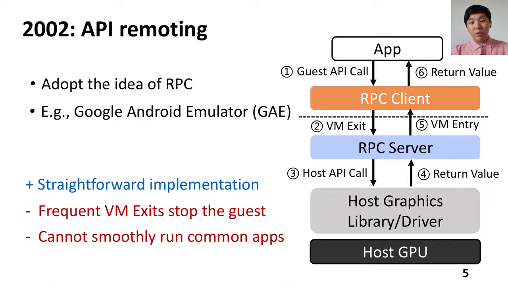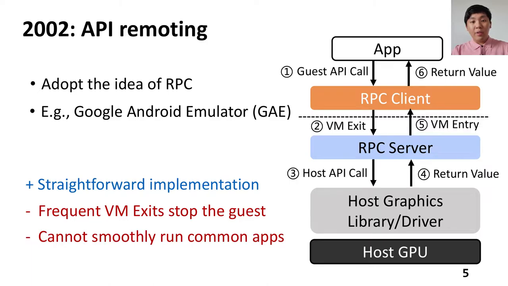So the exploration of solutions can date back to 2002, long before the rise of mobile systems. In the beginning, people realized that the address space isolation between the guest OS and host OS is just like that in the context of RPC. Naturally, they followed general RPC design to build the graphics infrastructure. When a guest app calls a graphics API, it becomes an RPC to the host to invoke the host-side graphics API and realize rendering with the host GPU. This design is clean and natural and easy to implement, but the problem is also significant.